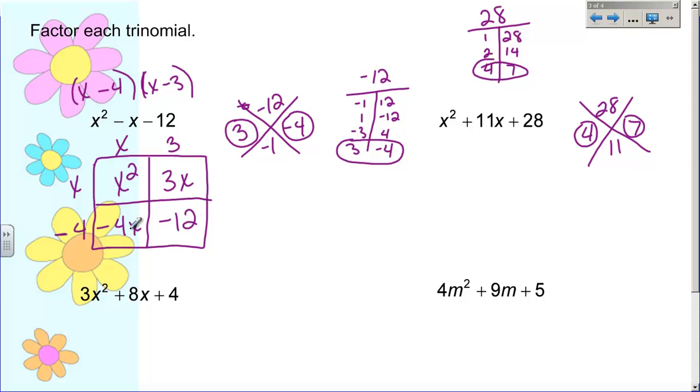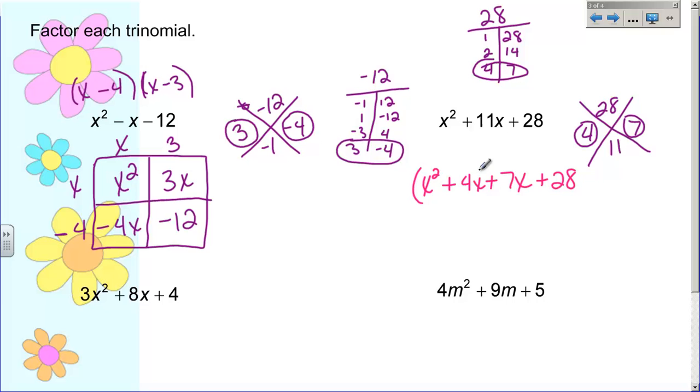So I'm going to do the grouping method this time because I did box for the last one. So I'm going to rewrite this problem, and instead of putting 11x, I'm going to split it up into two pieces, 4x and 7x, because they add up to make 11x. So I'm going to rewrite this as x squared plus 4x plus 7x, because if I combine those, it makes that term in the middle. I just split it up into the two things that make it.